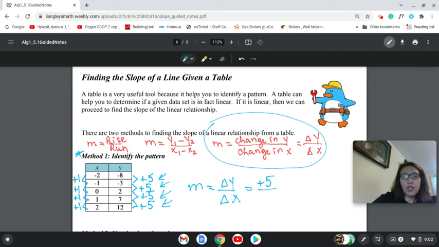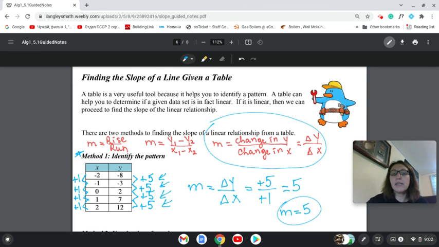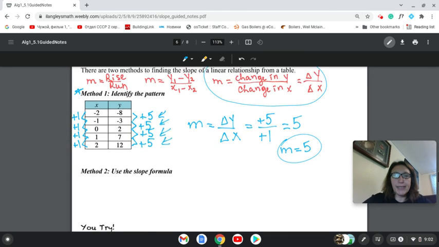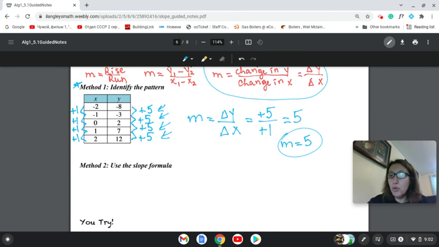And what was the change in x? It happened to be positive 1. Well, 5 divided by 1 is 5. So the slope of that table is going to be 5. That's one way to find slope. Now, quickly, I'm going to show you the second way. The second way is to use the slope formula.